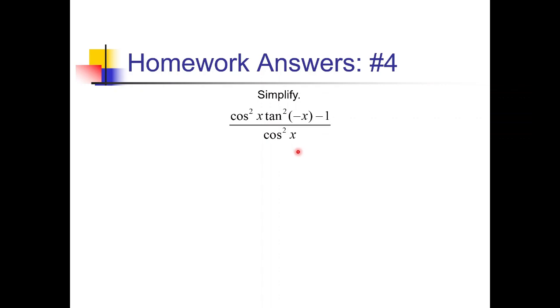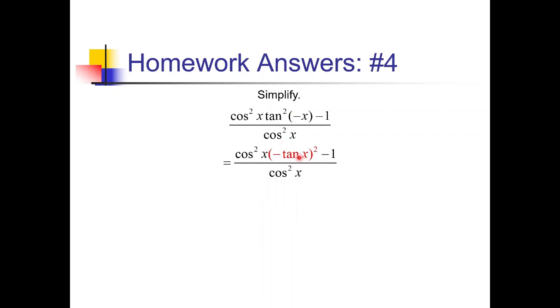For this problem, going through my list of things that I try when I'm simplifying, I notice right away that we have an angle identity sort of issue going on here. We have a negative angle here. So I'm going to use my negative angle identity. I know that tan of negative x is negative tan of x. So I'm going to turn this tan squared of negative x into negative tan of x quantity squared. Now, once I square this, that's going to give me a positive tan squared of x.